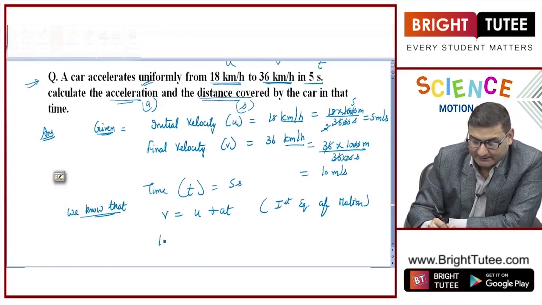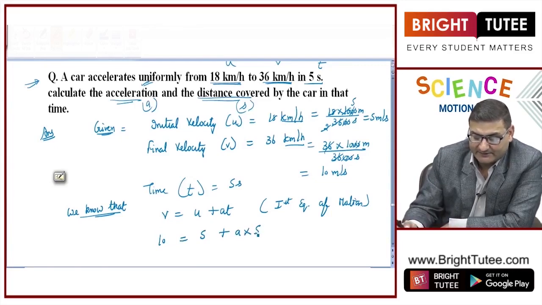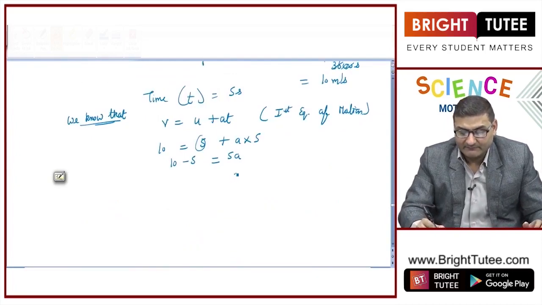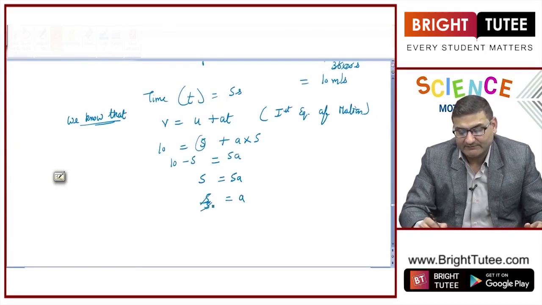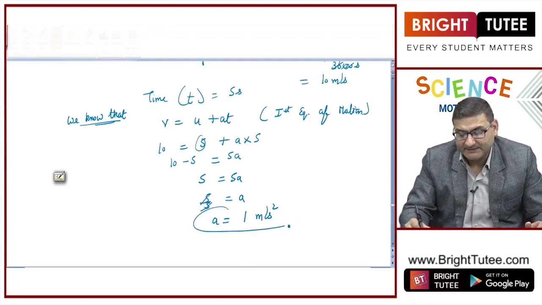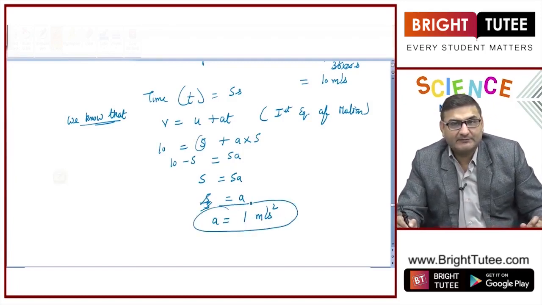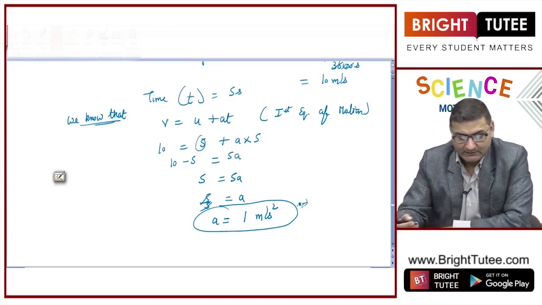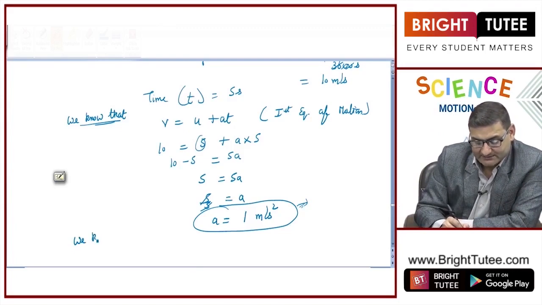V is given as 10 meter per second, and u is 5 plus a multiplied by t, which is 5. So this comes out to be 10, and taking the 5 to the other side, 5 minus... is equal to 5a. Therefore, we are left with 5a is equal to 5, or a is equal to 5 upon 5. Cancelling it out, I am left with a equal to 1 meter per second square, with the SI unit of course included.